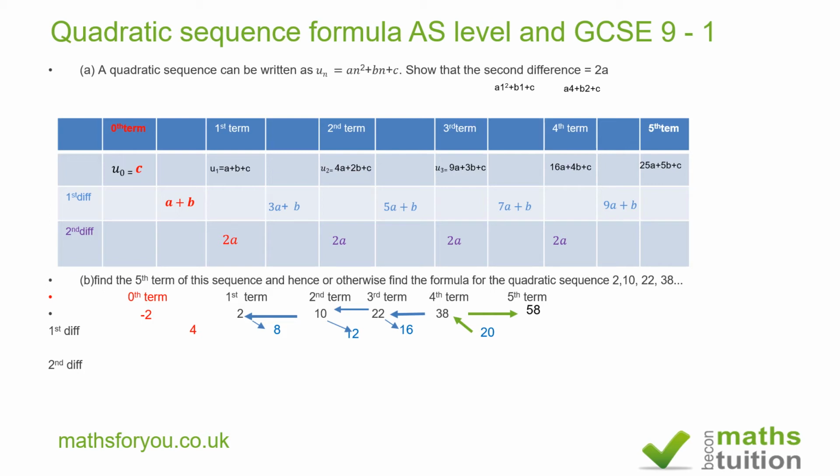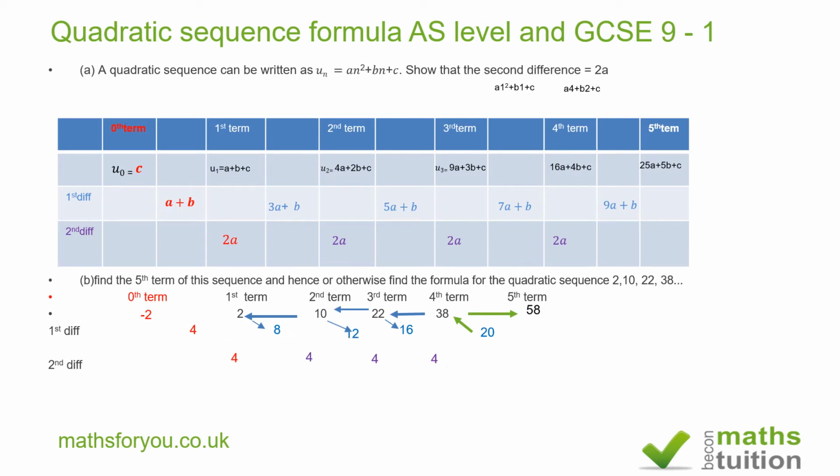Now we need to find the second difference. 12 minus 8 gives us 4, 20 minus 12 gives us 4, 20 minus 16 gives us 4, and 8 minus 4 gives us 4. So now we've got a constant value of 4 there, which indicates to us that this sequence is a quadratic sequence.